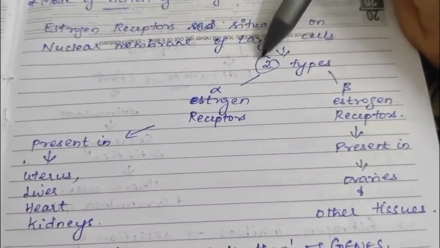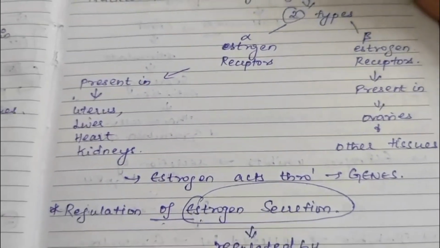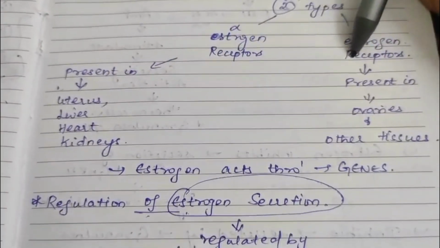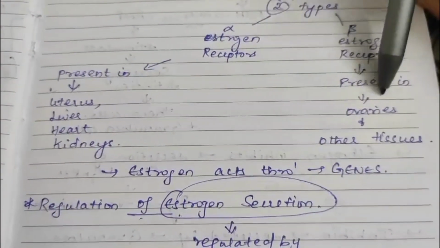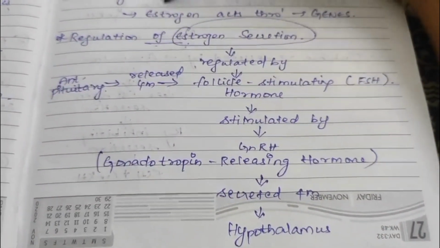These target cells are of two types: alpha estrogen receptors and beta estrogen receptors. Alpha estrogen receptors are present in the uterus, liver, heart, and kidneys, and beta estrogen receptors are present in the ovaries and other tissues. Estrogen acts through genes.